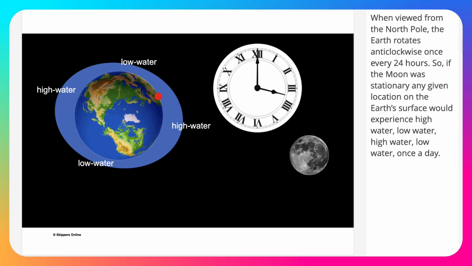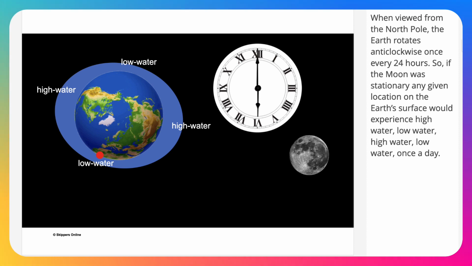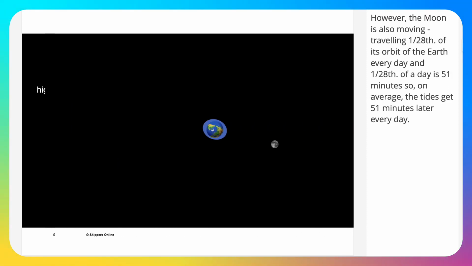When viewed from the North Pole, the Earth rotates anti-clockwise once every 24 hours. So, if the Moon was stationary, any given location on the Earth's surface would experience high water, low water, high water, low water, once a day. However, the Moon is also moving, travelling 1/28th of its orbit of the Earth every day, and 1/28th of a day is 51 minutes. So on average, the tides get 51 minutes later every day.